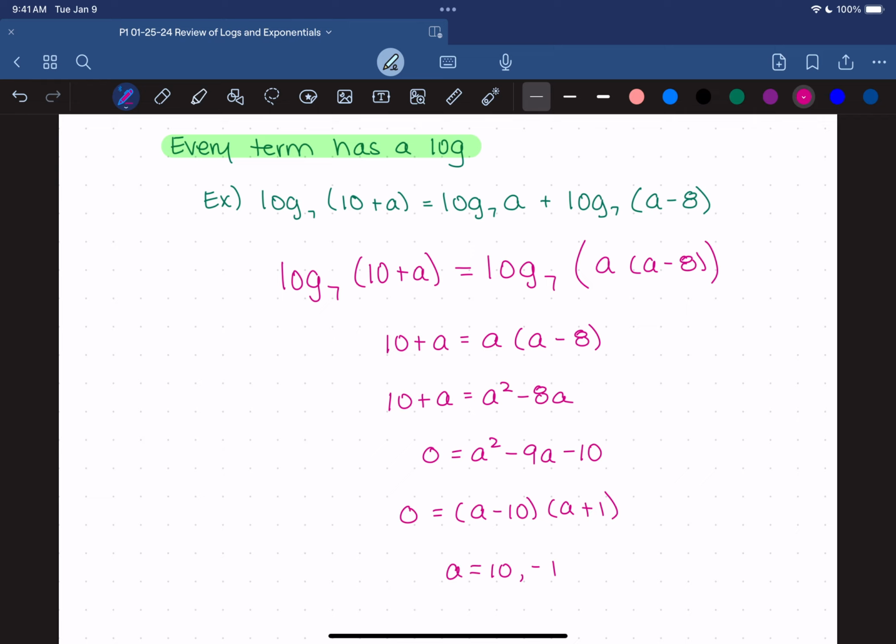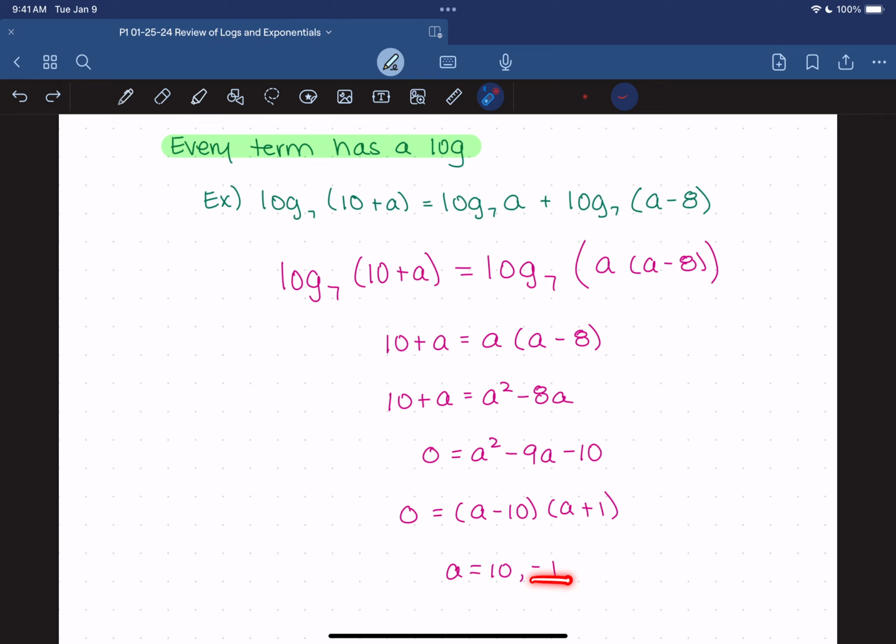Now, there is one catch when you are solving log equations. You have to check for extraneous solutions. But the good news is checking for extraneous solutions is pretty straightforward. Take them one at a time. So we have 10. Just go back to the original problem and make sure none of the arguments are 0 or negative. Remember, your argument has to be positive. So if a is 10, 10 plus 10 will be positive. 10 minus 8 is positive. And this one, 10 is positive. 10 is going to be a keeper.